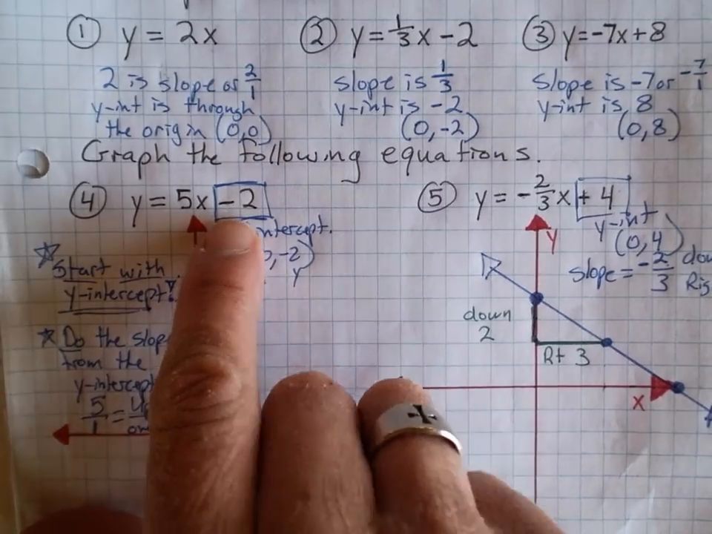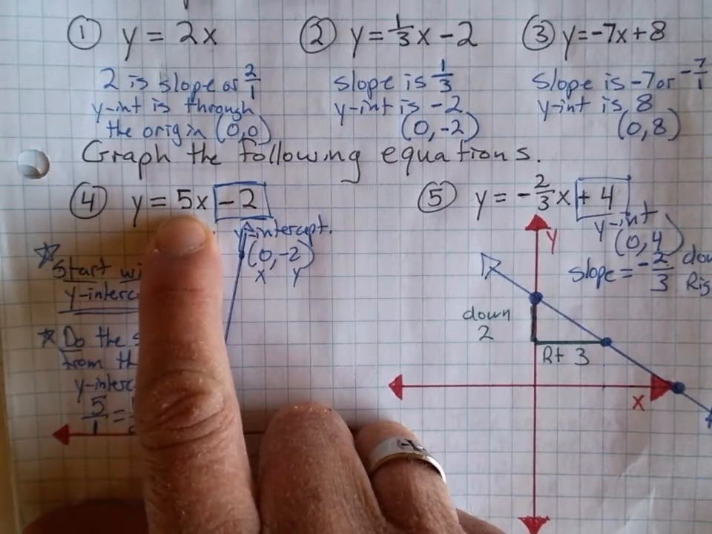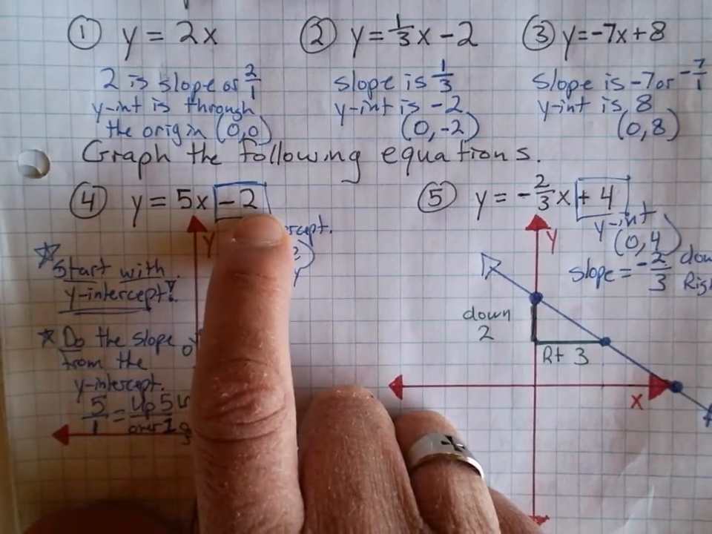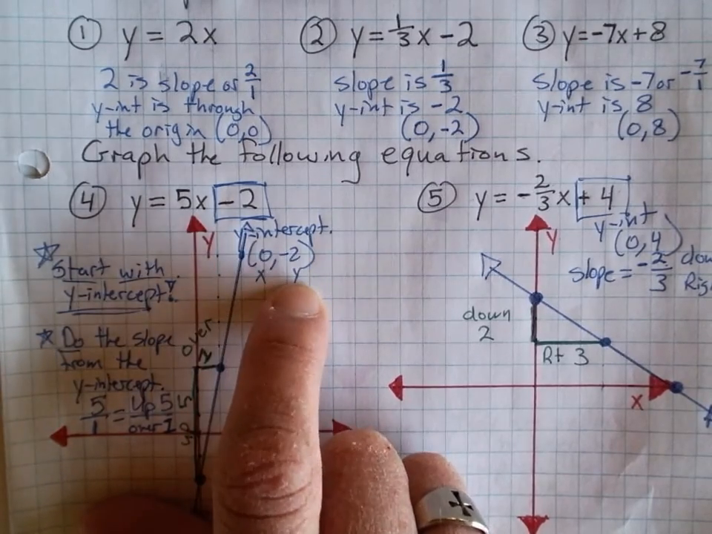So my y-intercept right here is -2. Because that's not, see, this is the number in front of the x. That's not the y-intercept. Y-intercept's always here without the x, -2. And then I would write that as when x is 0, y is -2.